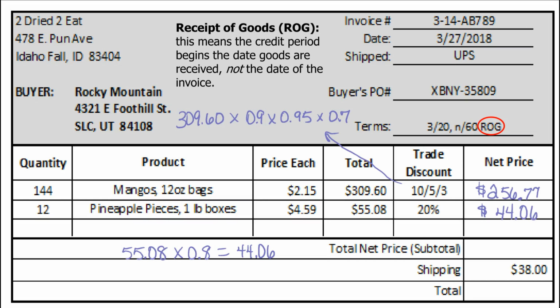Then our subtotal is going to be those two numbers added together, which gives us $300.83. Our total then is adding the $38 in shipping. So $338.83. Now we're going to use this receipt of goods on the next slide so that we can do some calculating based on this invoice, but it's also based on the receipt of goods date.